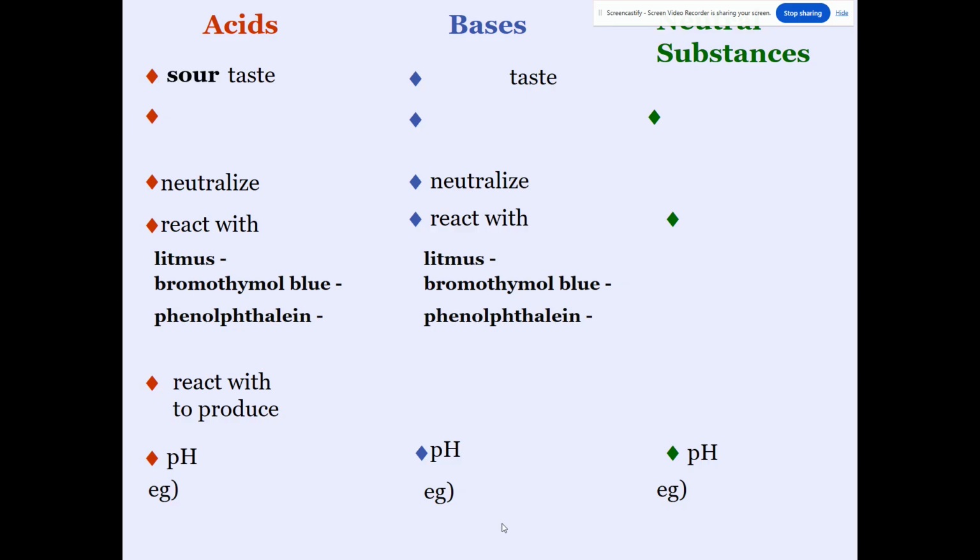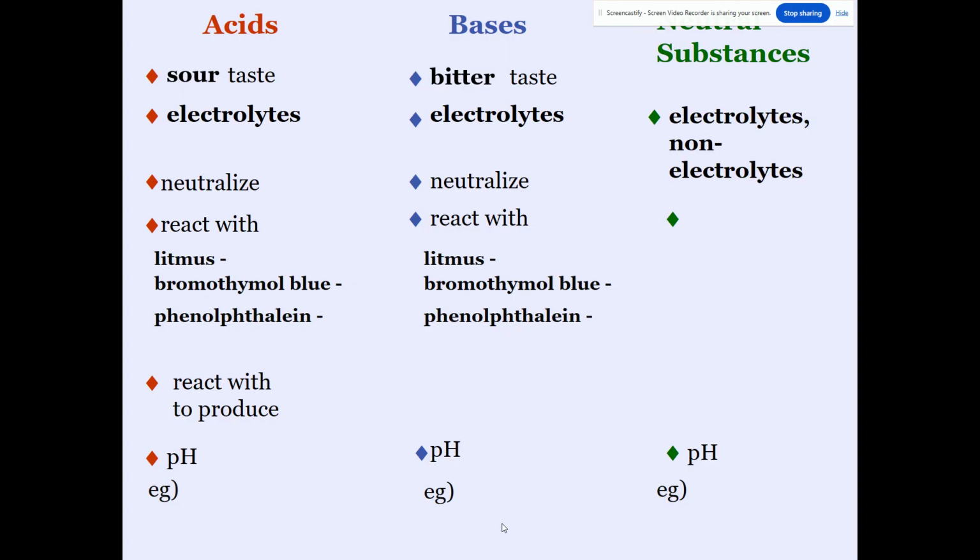Acids have a sour taste, bases have a bitter taste. Neutral substances can taste a variety of different ways, but if it's sour, it's very likely an acid, and if it's bitter, it's very likely a base. Acids and bases both conduct electricity. When we talk about the theories of acids and bases today, we'll talk about why they conduct electricity. Neutral substances, it just depends on if they're an ionic compound or a molecular compound. Remember, ionic compounds conduct if they're soluble, molecular compounds do not. Acids and bases can neutralize each other, which we'll look at later on in the unit.